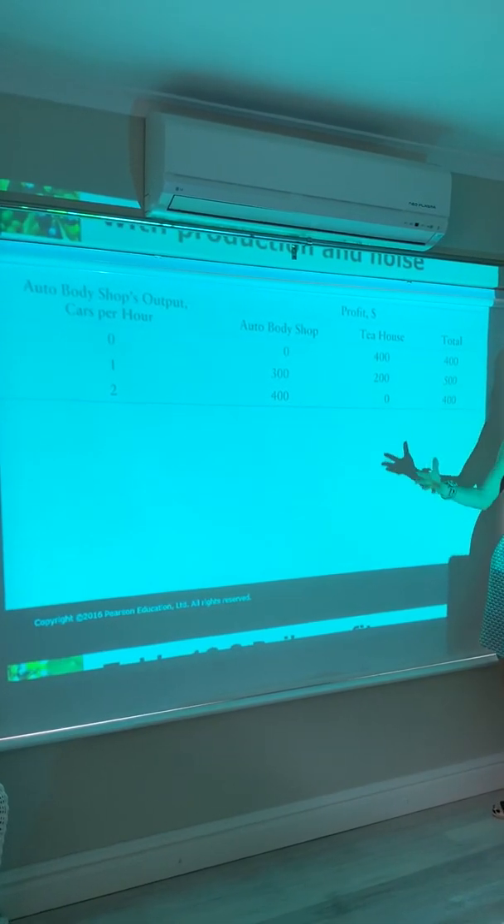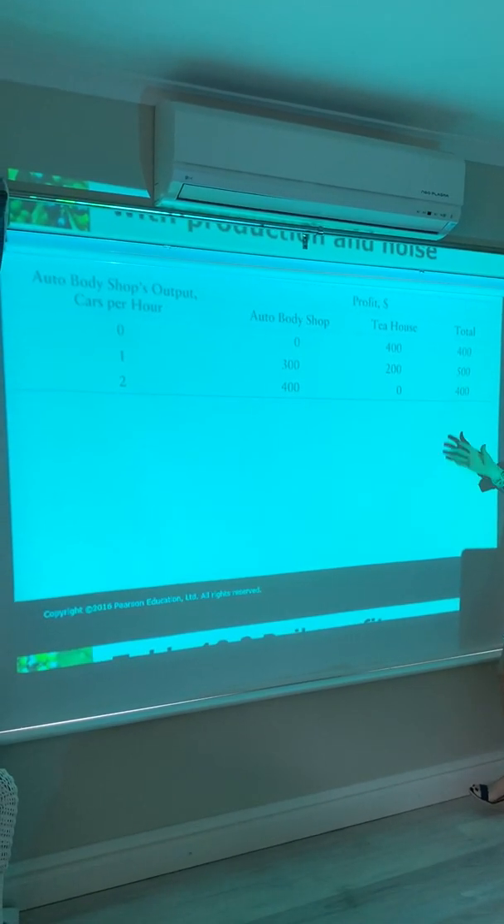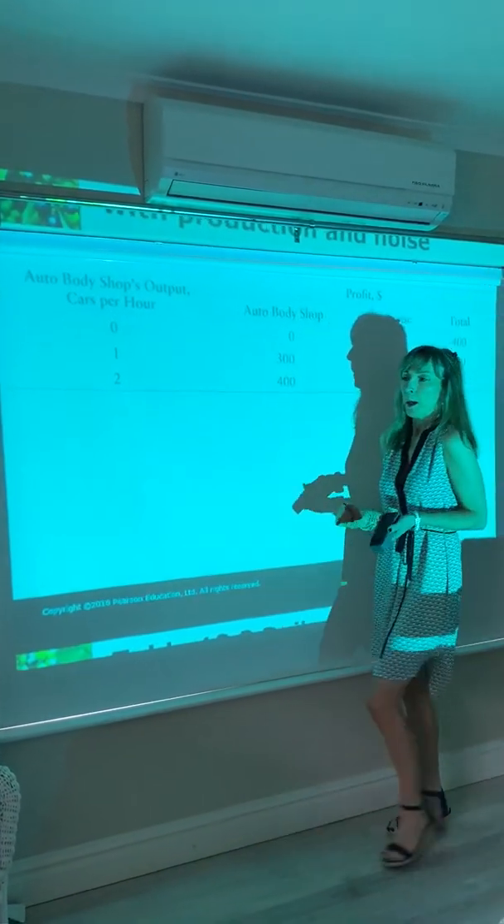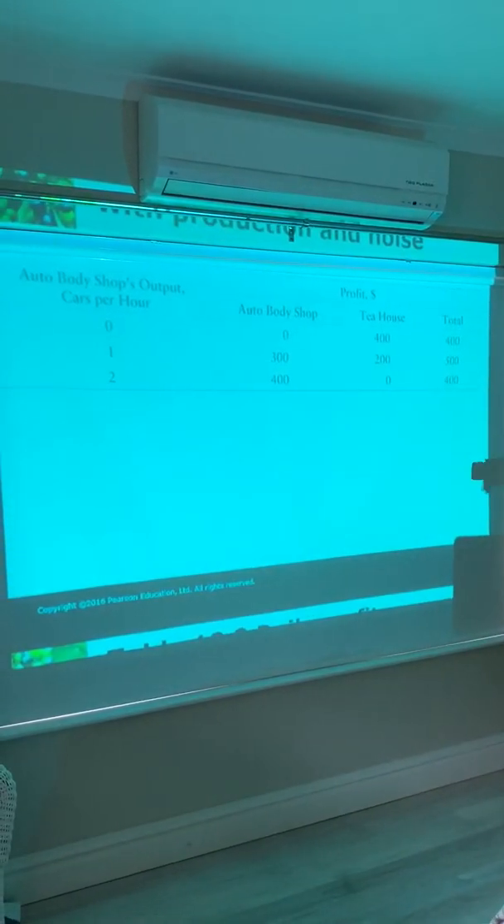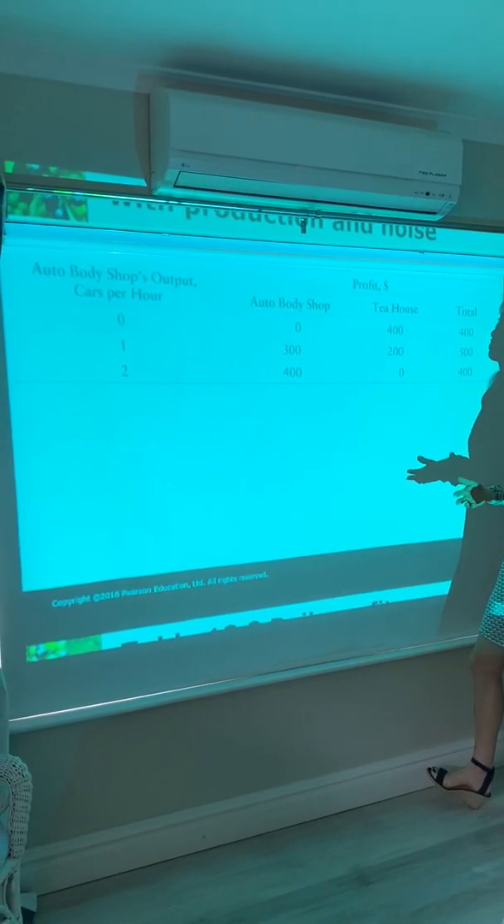Is that the social best outcome? No. $500 would actually maximize joint profits with a restricted output of cars of only one. But they're not going to reach that unless you have this establishment of the property rights and negotiation. This is what Coase suggests.